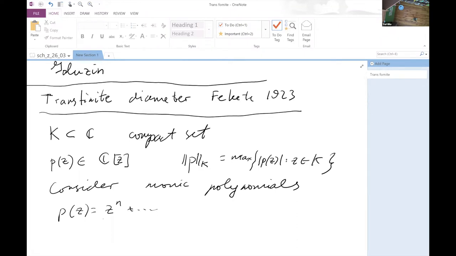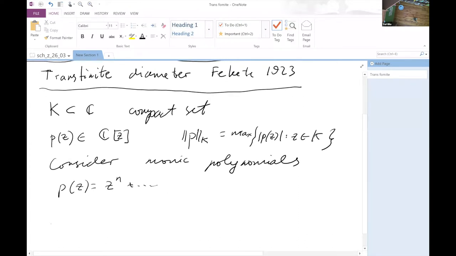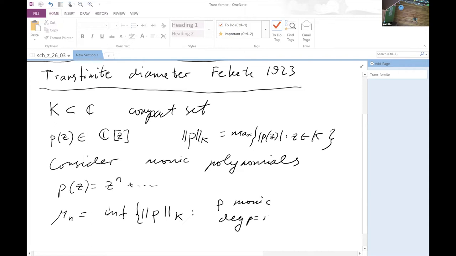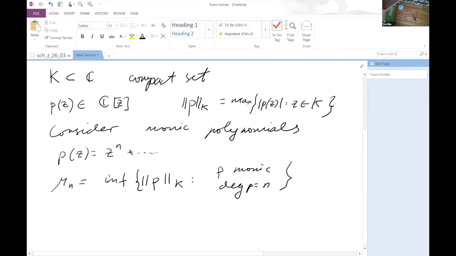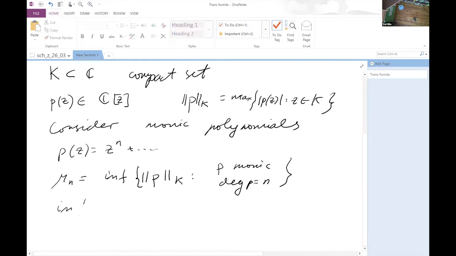And now among these monic polynomials of given degree n, we want to find the one which has the smallest norm. So we denote by mu_n the infimum of the norm of P, where P is a monic polynomial of degree n. The first observation is that this infimum is actually a minimum. So there exists indeed some polynomial where this mu_n is attained.